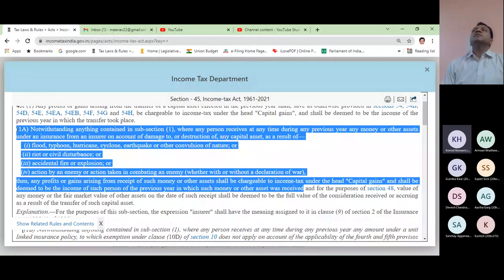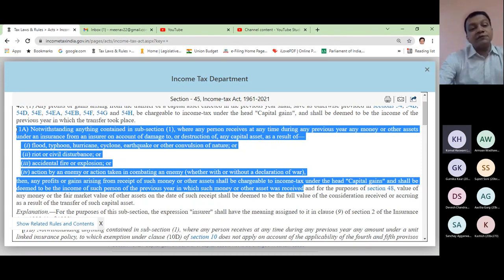So 45(1)(a) says that regardless of whatever subsection 1 says, even if no transfer of any sort of capital asset has taken place, if any person or assessee has at any time during the previous year received money because of insurance on account of damage because of, say, flood or any sort of natural disasters or even fire, then even that income, if it amounts to a profit or a gain, is chargeable to tax under capital gain in income tax. In which year? In the year the money is received.